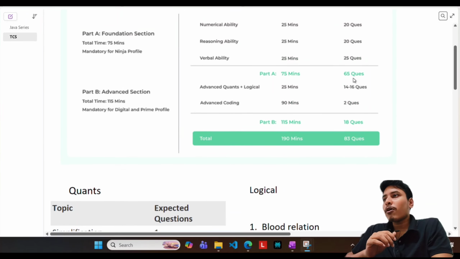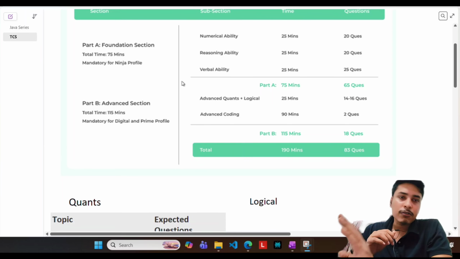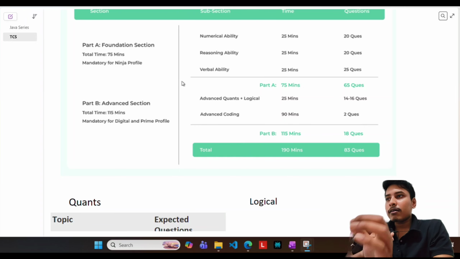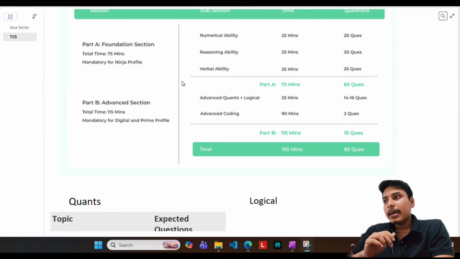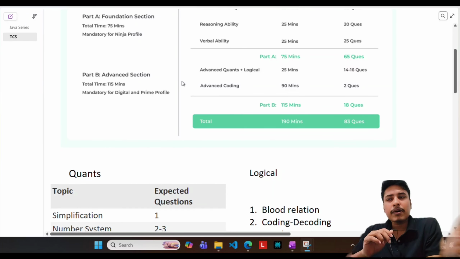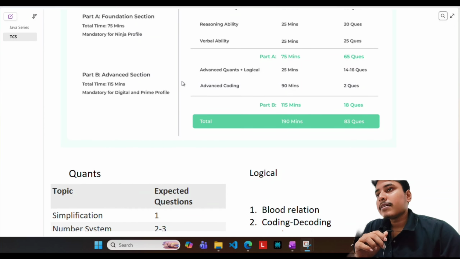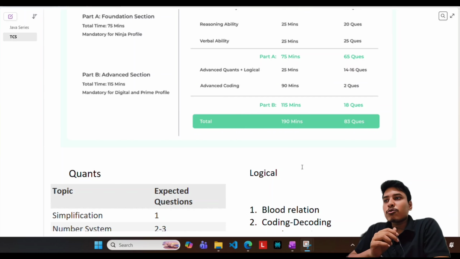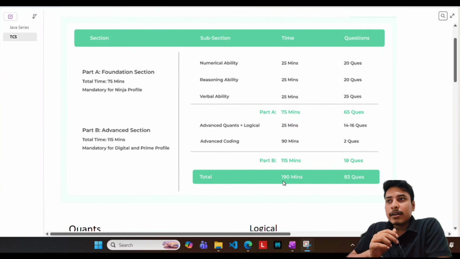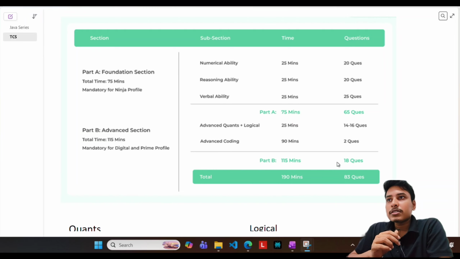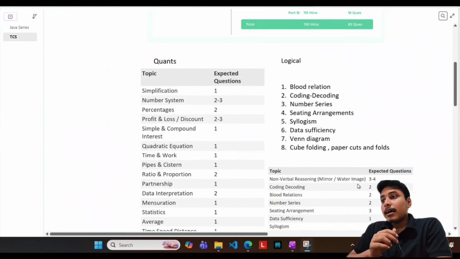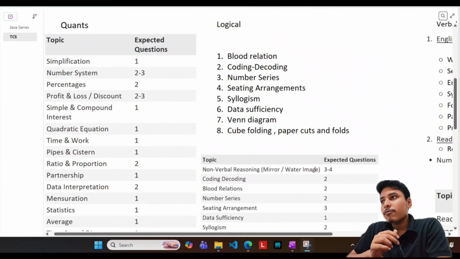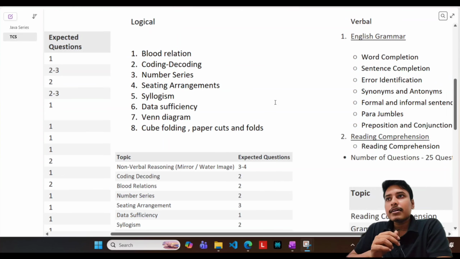For the Ninja profile, you must clear the foundation section. Then if you clear the advanced quantitative and logical part, congratulations, you are eligible for the Digital role. And then the advanced coding part is mandatory for the Prime profile, and the total time allotted is 190 minutes, that is more than 3 hours. There will be 83 questions. And I am sharing the most important parts of quantitative aptitude, logical aptitude, and verbal reasoning.